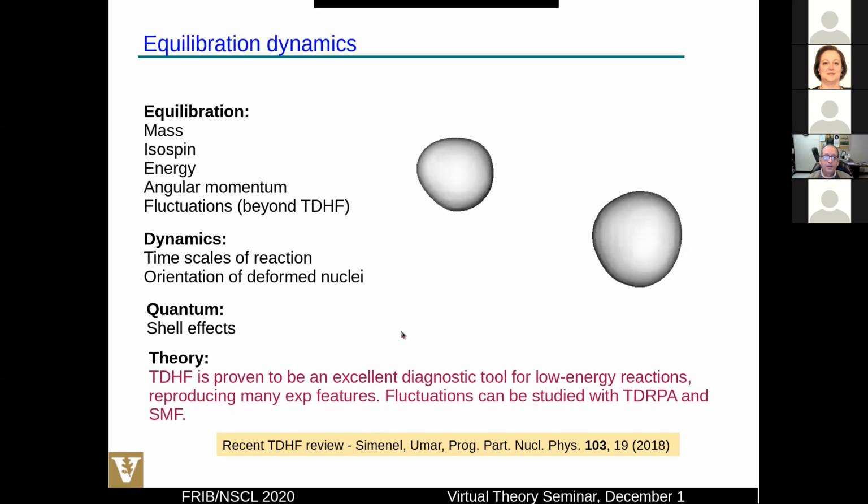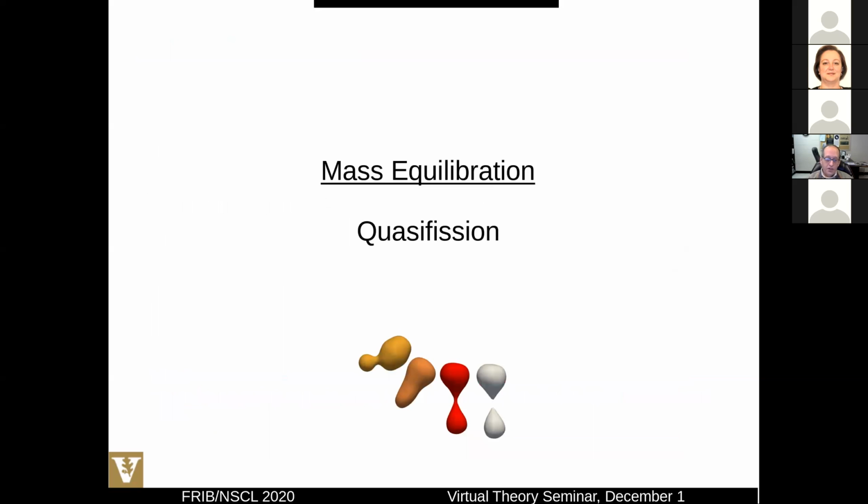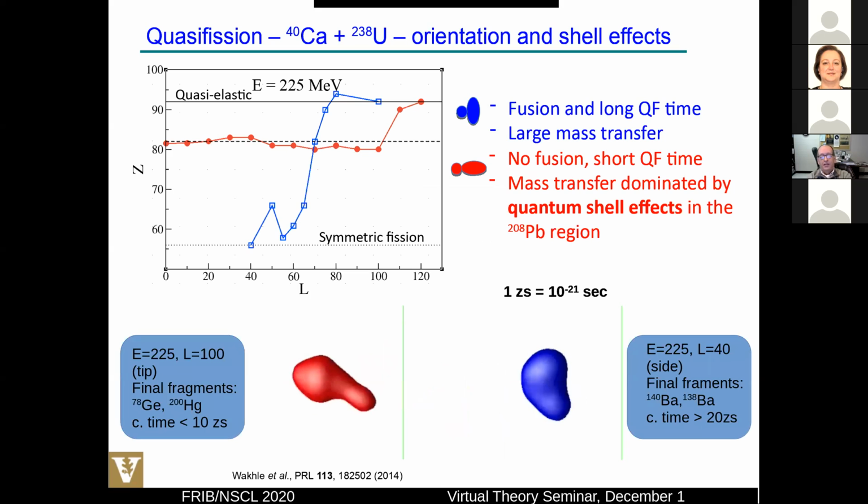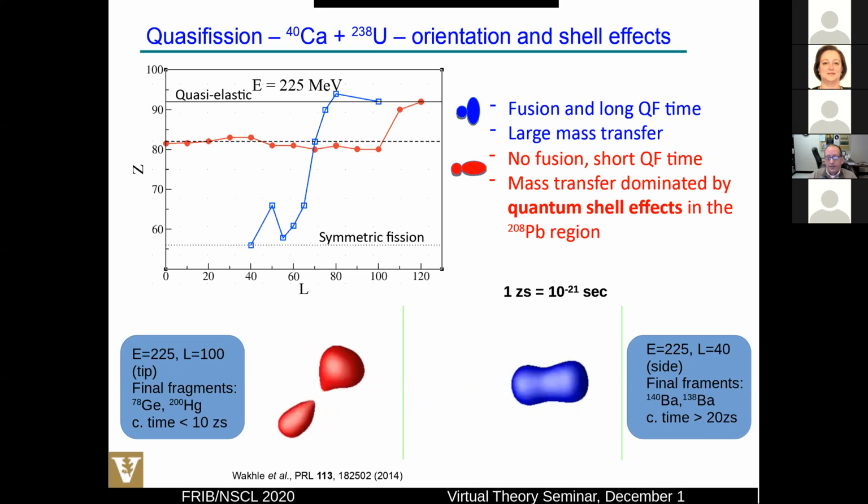Okay, so the first example is mass equilibration. And for reasons we'll see later, the appropriate reaction for this is quasi-fission, because as we'll find out, mass equilibration actually requires a longer time scale. And so we discussed the dynamical and shell effects. So here I'm going to give you the first example of dynamical and shell effects.